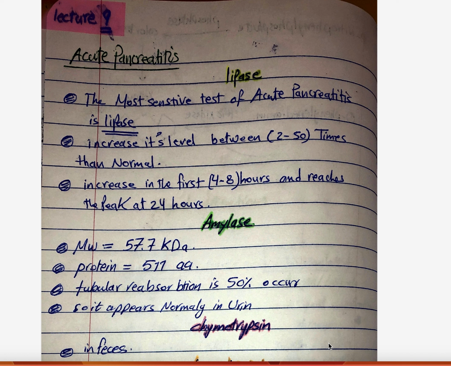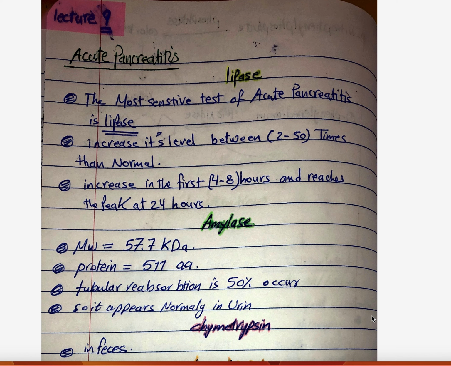Discussions, the first of the lectures of clinical chemistry. So our topic today is acute pancreatitis, but it's not like a medical topic, but we will discuss it as clinical chemistry. Acute pancreatitis is actually the inflammation of the pancreas.